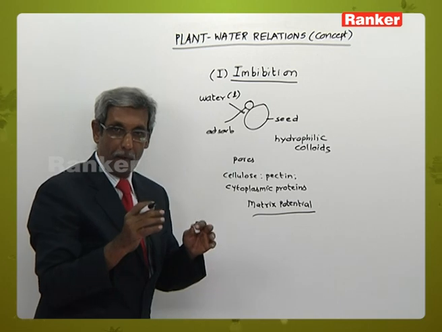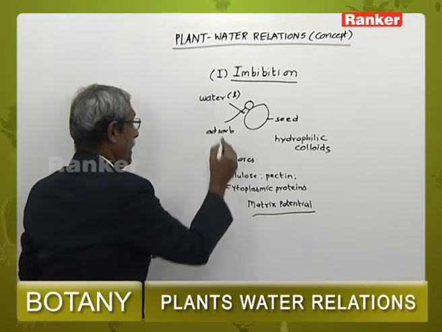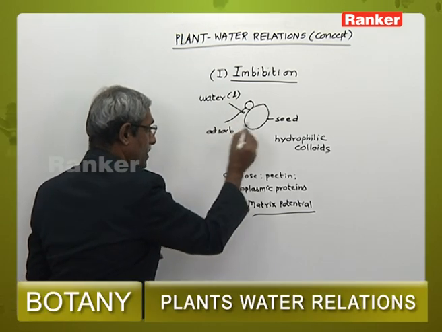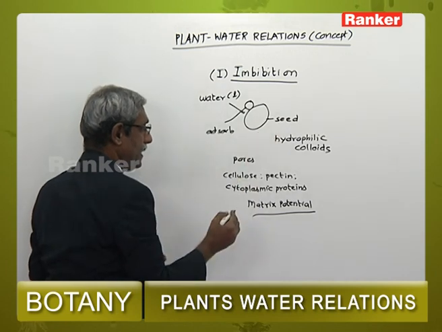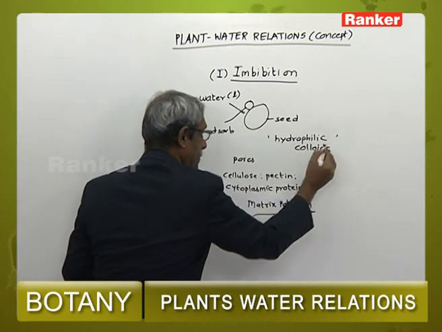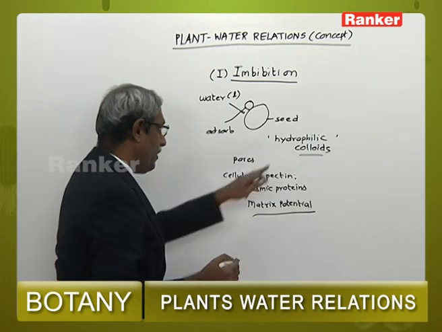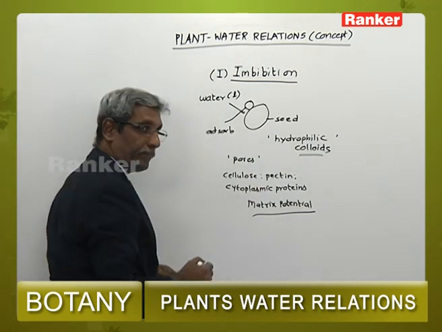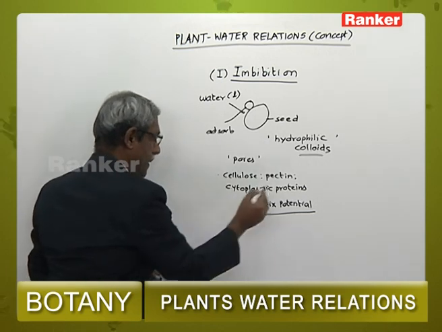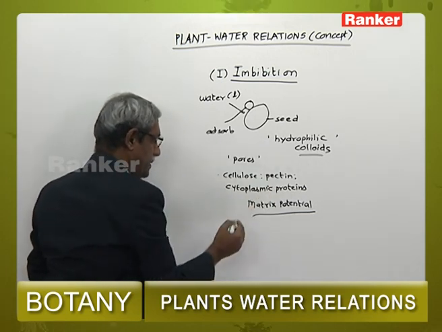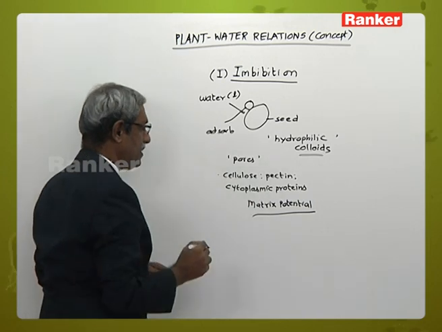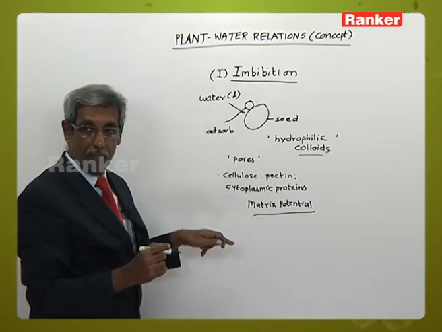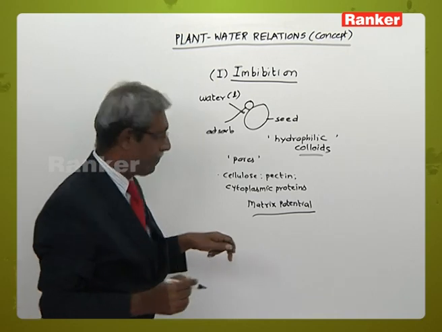That is, it is capable of doing work. So any liquid water present on the surface of the seed material is taken up by the hydrophilic colloids. The hydrophilic colloids are present in the pores of the cell wall. They are rich in cellulose, pectin, and cytoplasmic proteins, and thereby the matrix potential is increased. So this is what happens in imbibition.